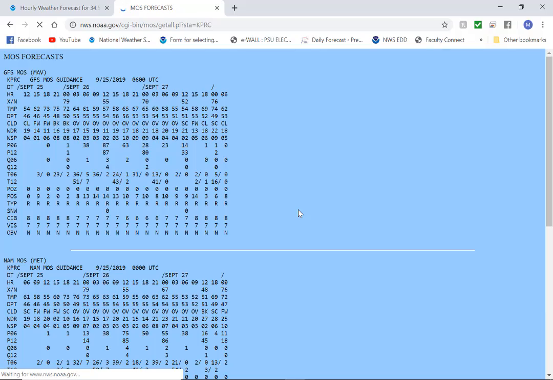What you notice here is that for September 26, which would be tomorrow, the high is right around 70 degrees. This 79 would be today's high, Wednesday's high, the 25th. The low tonight would be around 55 according to the GFS version of the MOS. And according to the NAM version of the MOS, the low is also expected to be right around 55.